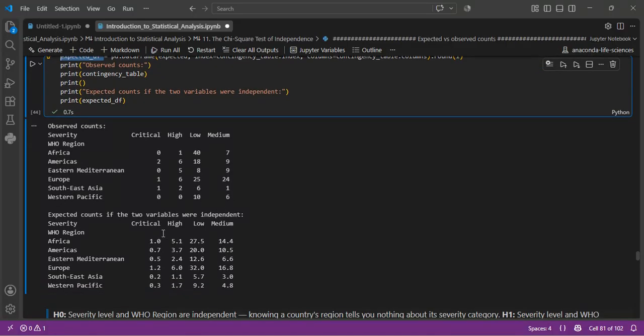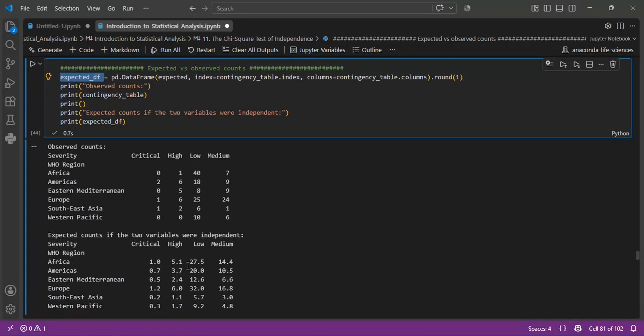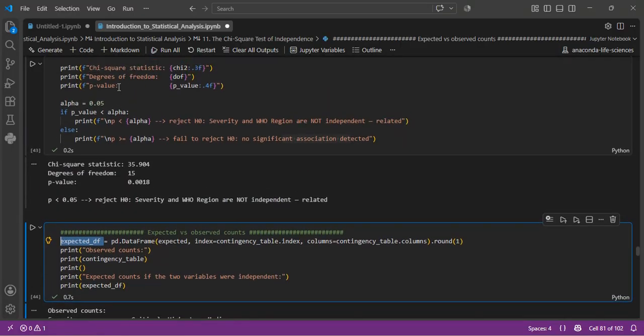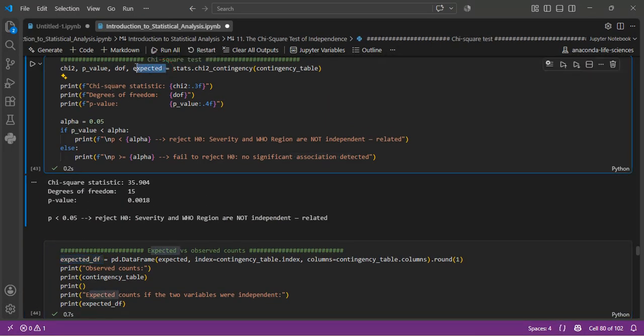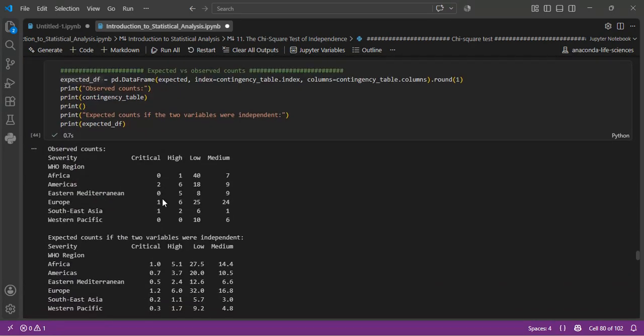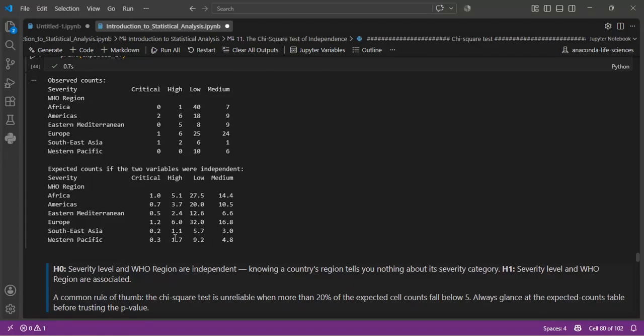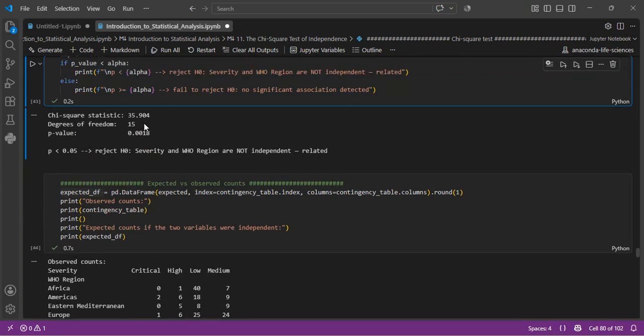So the common rule of thumb is that the chi-square test is unreliable when more than 20% of the expected cell counts fall below 5. So it is advisable that we glance at the expected counts table before trusting the p-value. We are saying that before we can accept the p-value that is here, we need to also print the expected count value.